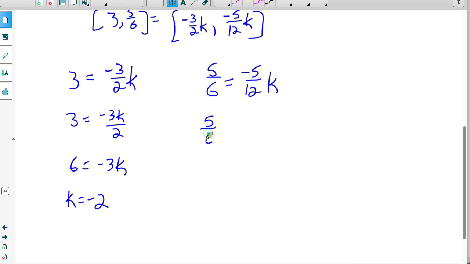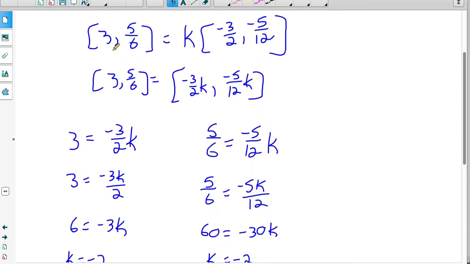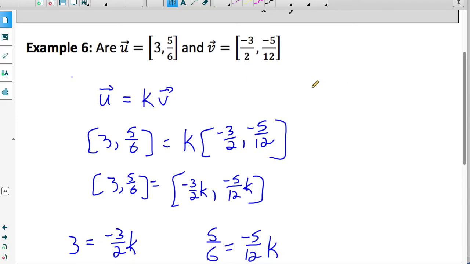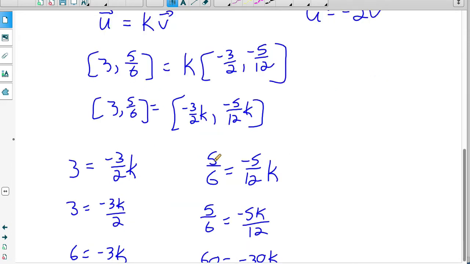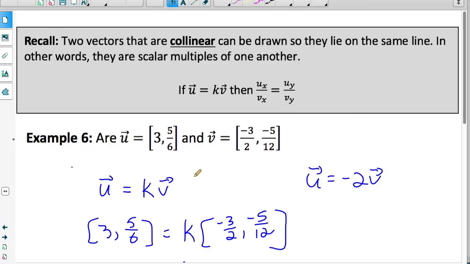So I have 5 over 6 equals negative 5k over 12. Let's cross multiply. I get 60 equals negative 30k. K equals negative 2. So it's the same scale factor. So these are scalar multiples of each other. So my final answer: vector u equals negative 2 vector v. They're scalar multiples of each other. I found a single value for k. So I know they're scalar multiples, which means they must be collinear. Therefore, collinear.